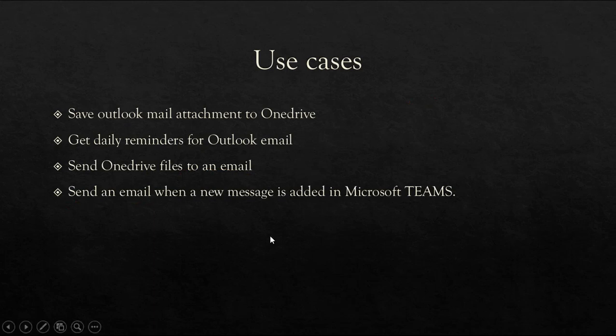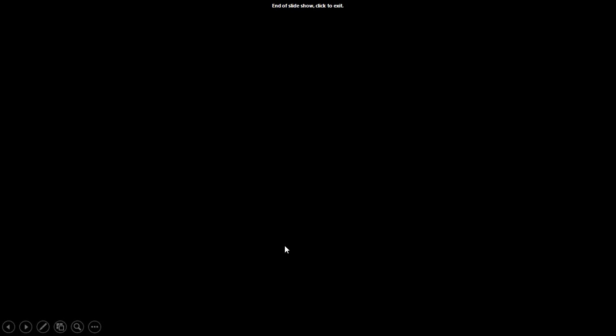As I talked about, there are various use cases of what you can do with cloud flows. You can save an Outlook email attachment to a folder or OneDrive, get daily reminders for Outlook email, send OneDrive files to an email, send an email when a new message is added in Microsoft Teams. Also you can schedule the flow to send Microsoft Teams notifications at regular intervals. So these are the use cases of cloud flows.